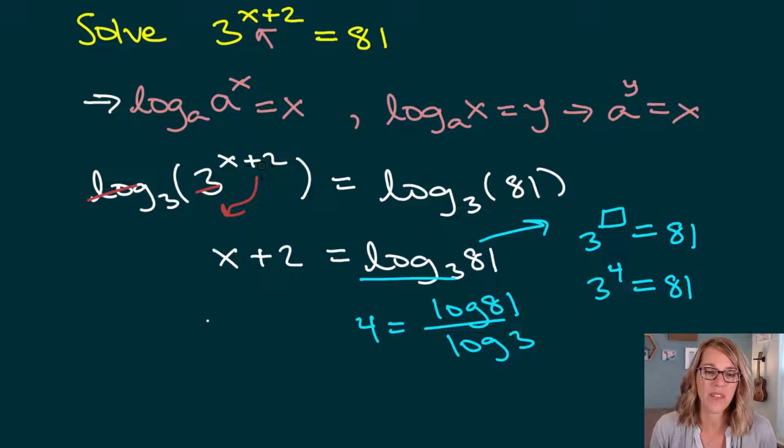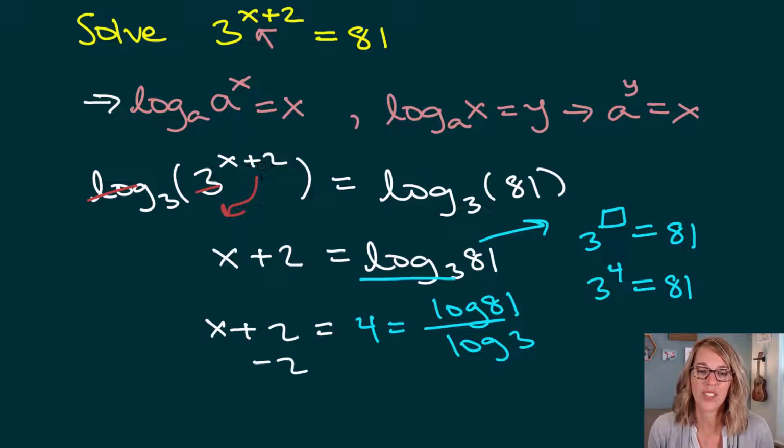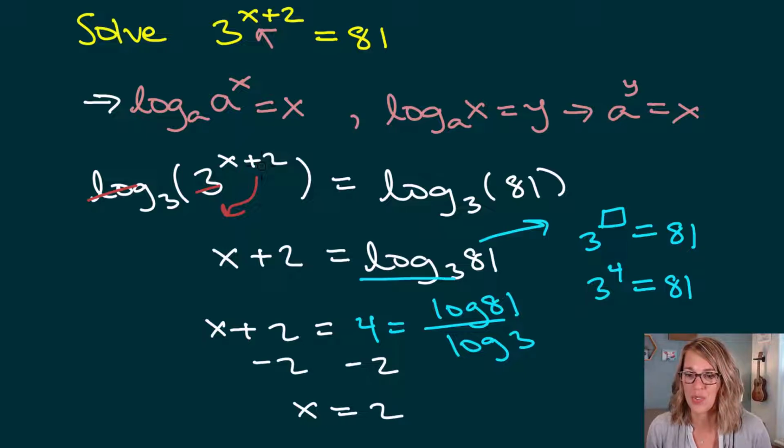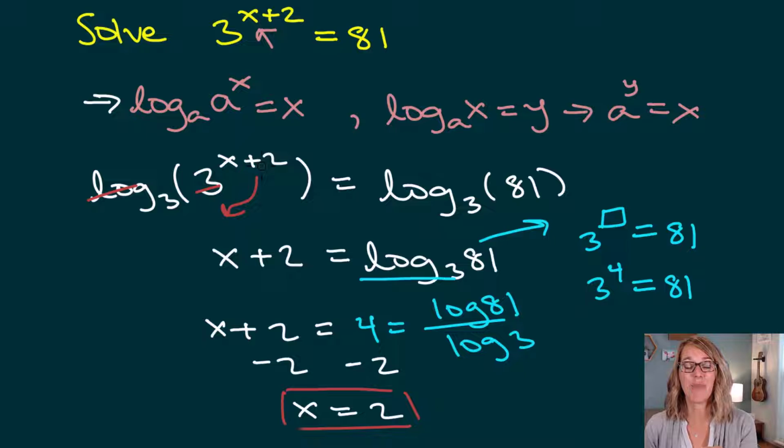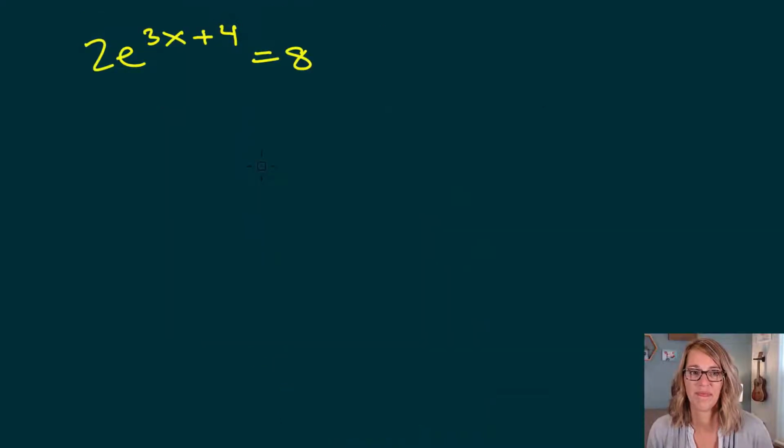So what do we have? We've got x plus 2 is equal to 4. If I subtract a 2 from both sides, x is equal to 2, and this is our answer. Exponentials are nice because they have no domain restrictions. We know that we can go ahead and keep a solution once we've got it. Let's take a look at another one.